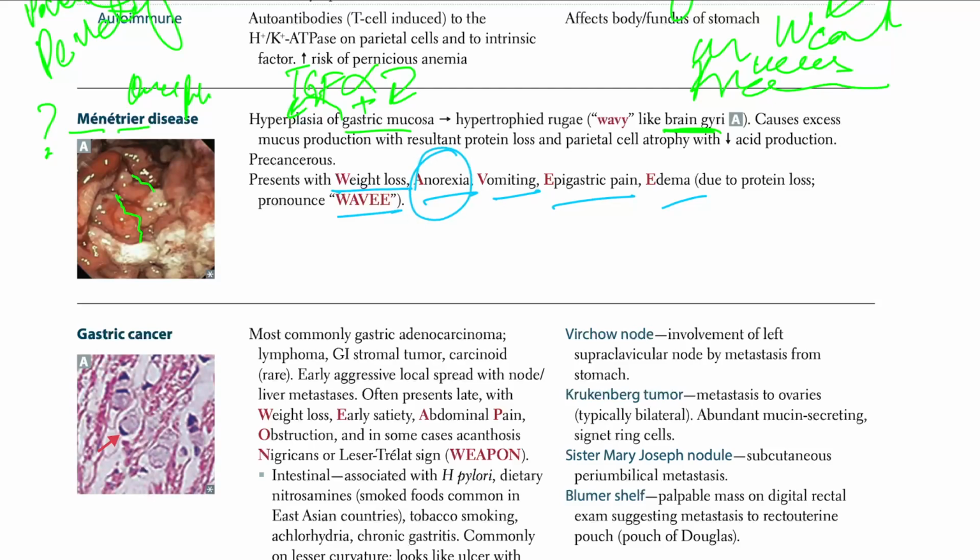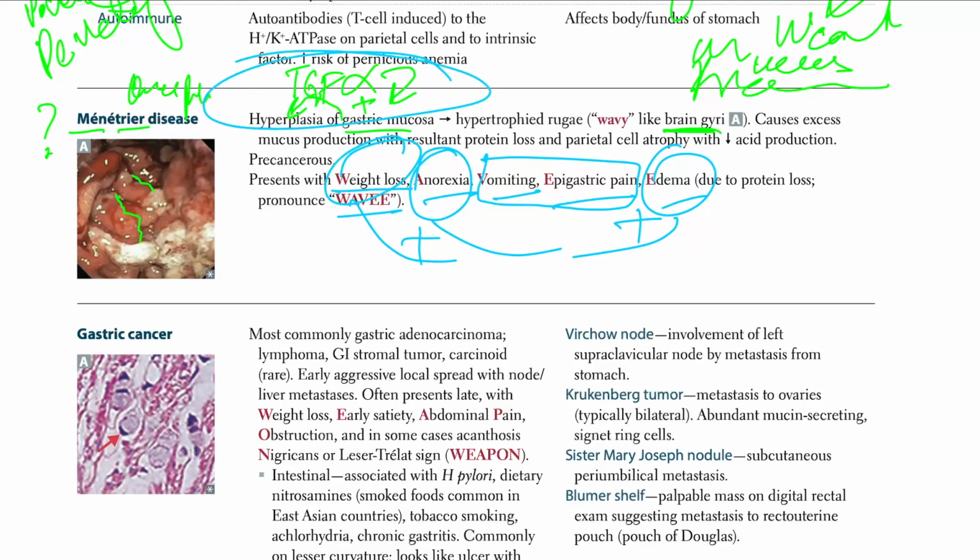Think about this thing, and this thing, total extra. So when you have these things together, you can have vomiting and epigastric pain in a lot of things, right? But you have weight loss with anorexia, with edema. Okay, that's a wave. Nature is due to TGF alpha overproduction. It's a precancerous state.